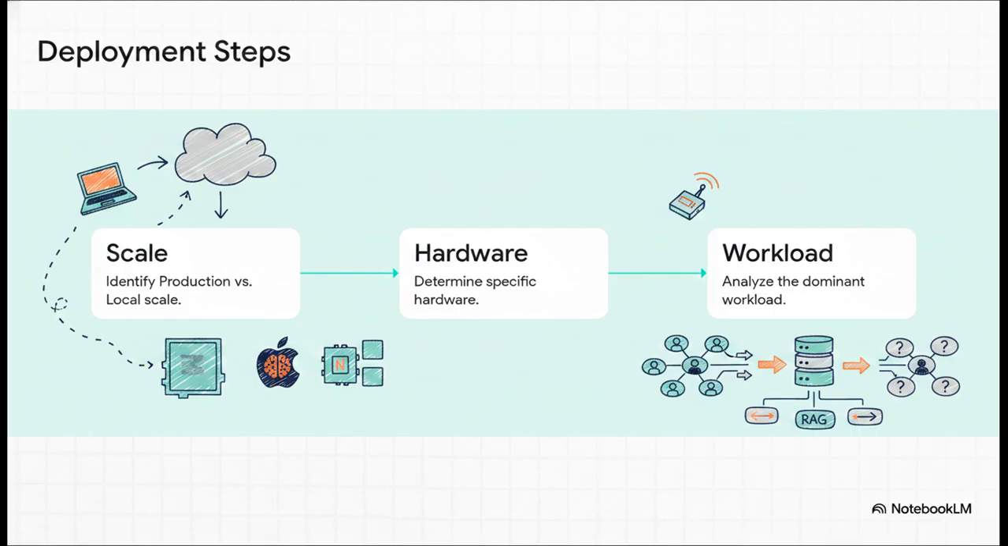Step 2. Evaluate your exact hardware. Are we talking Apple Silicon, massive NVIDIA arrays, or low-resource edge devices? And step 3, analyze your dominant workload pattern. Is it a high-throughput API with thousands of users hitting it, or is it complex, multi-turn RAG?